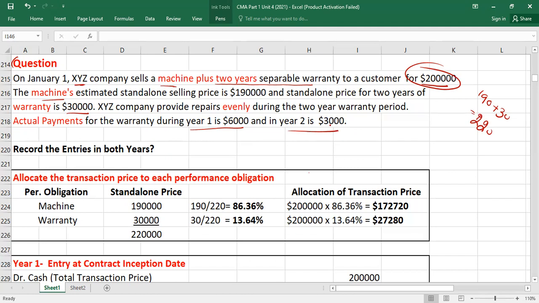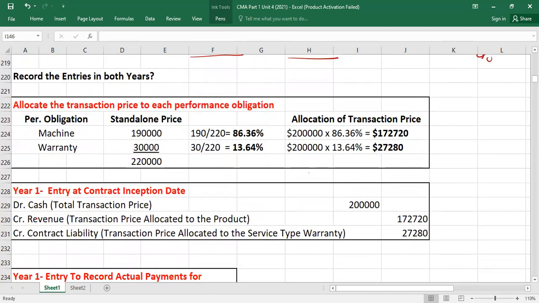So what you will do, because initially you have to record the first entry. What is the entry? Debit cash, credit revenue, credit contract liability. But how will you get the amount? Cash will always be debited with the 200,000, the transaction price, whatever you have received. The problem is with the credit side. Because you sold as a package, the transaction price of $200,000 you have to allocate to the machine and to the warranty, right?